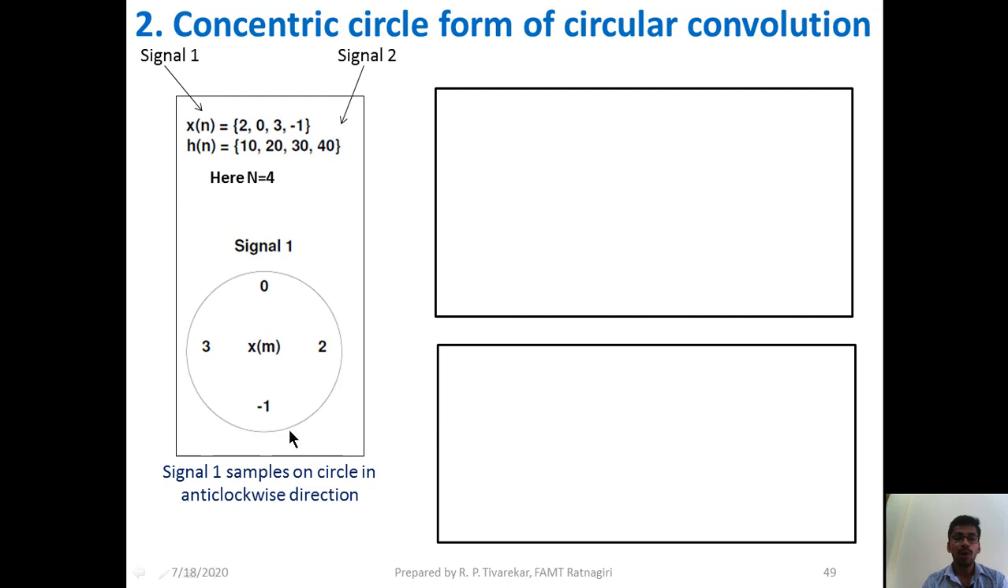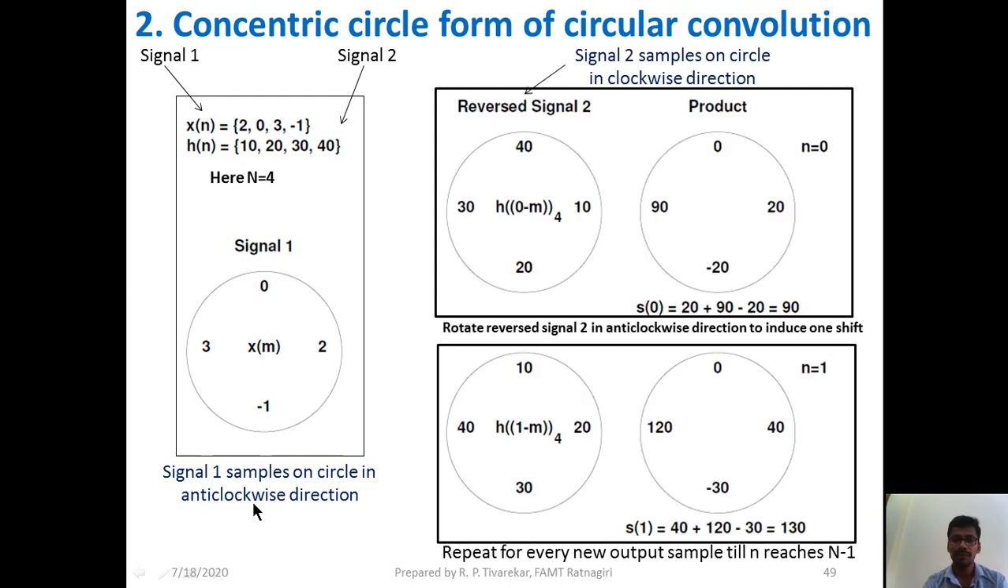As we want the second sequence to be time reversed, we'll write that second sequence on a similar circle but in a clockwise direction instead of anti-clockwise. So we'll have the second sequence written in a clockwise direction. What is that? 10, 20, 30, 40. So it is 10, 20, 30, 40. I have written the second signal on a circle in a clockwise direction.